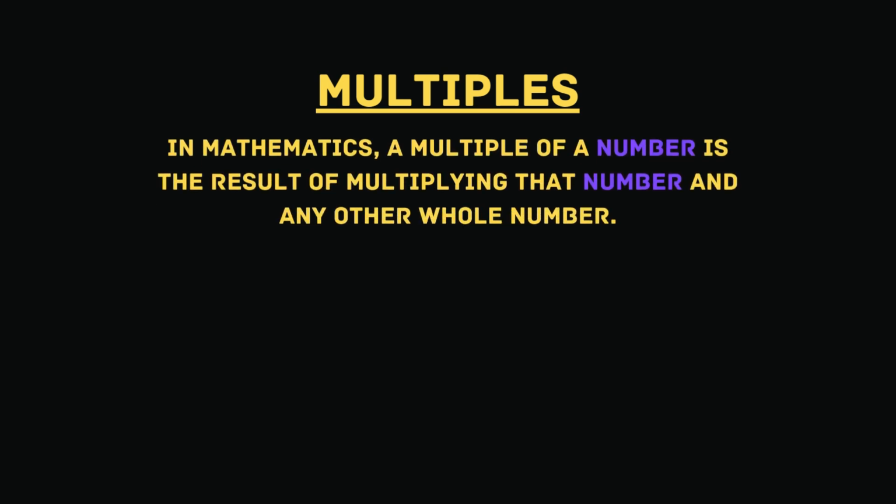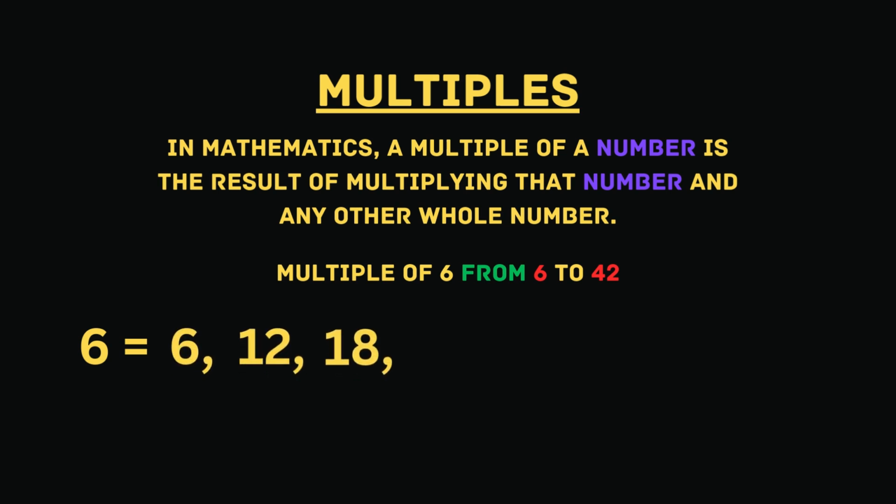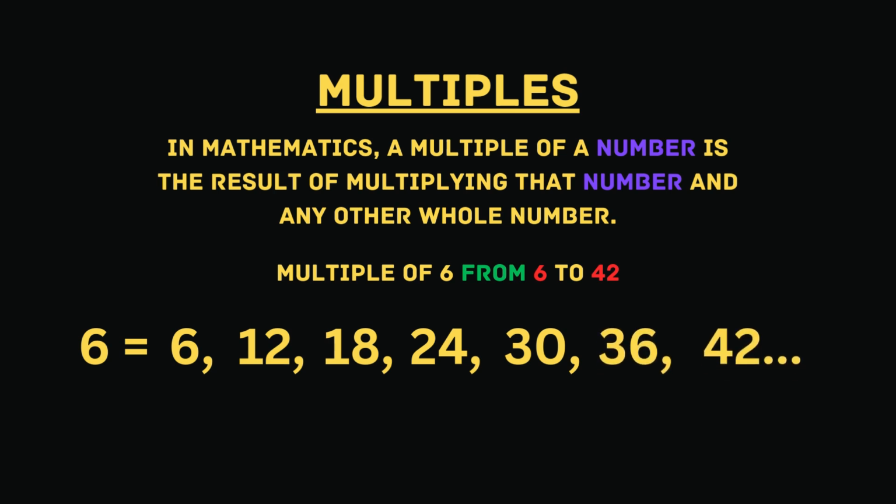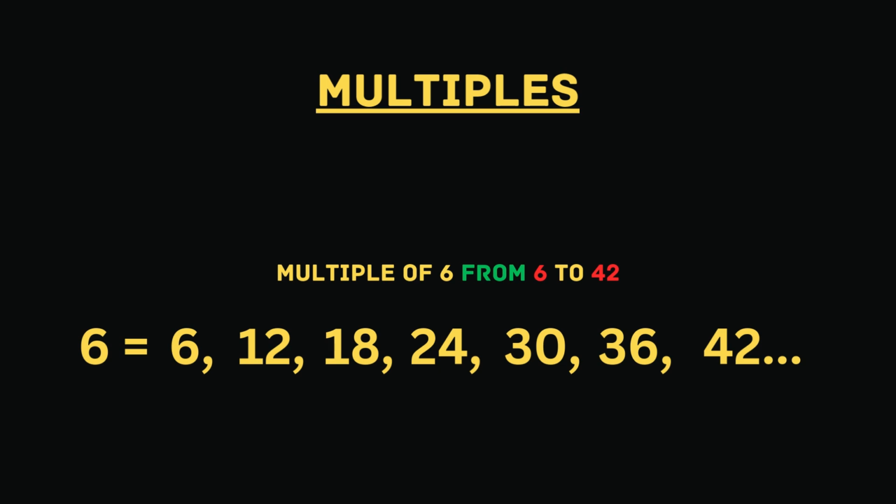So let's start with multiples. In mathematics, a multiple of a number is the result of multiplying that number and any other whole number. So the multiples of 6 from 6 to 42 are 6, 12, 18, 24, 30, 36, and 42. So for multiples of 6, we could ask, what is the third multiple of 6? And we would know it's 18 because 6 times 3 is 18.